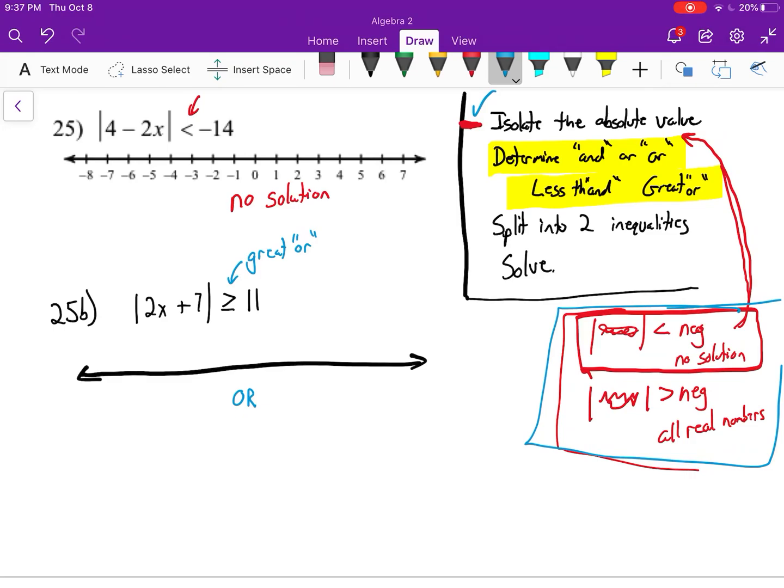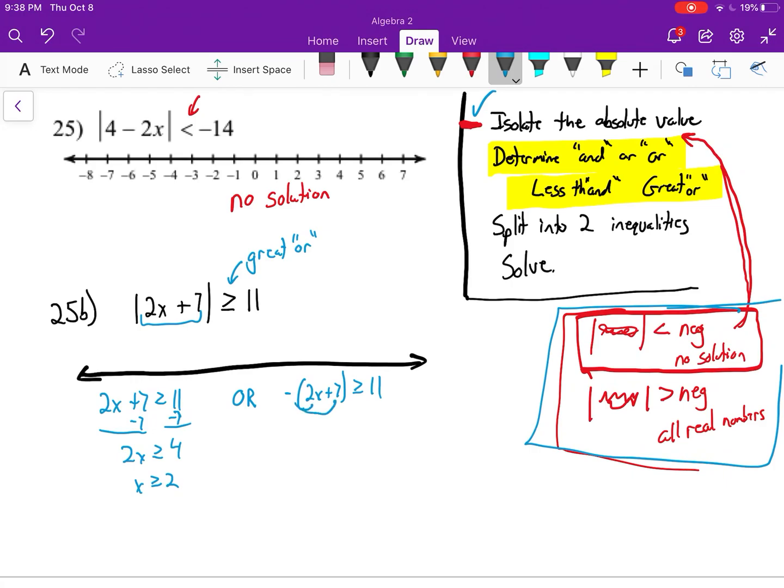And we're going to split up our inequality into as is: 2x plus 7 is greater than or equal to 11. So just this part. But then we do the opposite of what's in the absolute value. Is greater than or equal to 11. And we solve both of these. So we subtract 7. 2x is greater than or equal to 11 minus 7 is 4. Divide both sides by 2, and you get x is greater than or equal to 2.